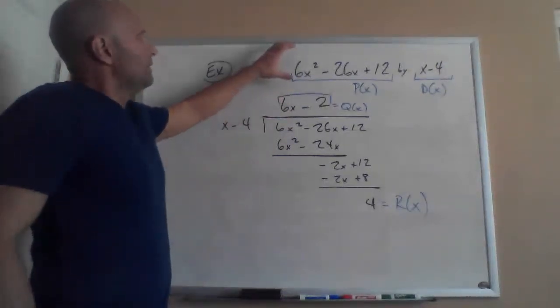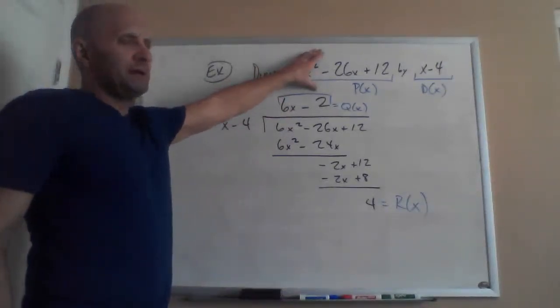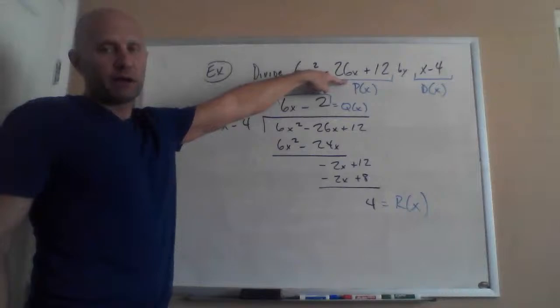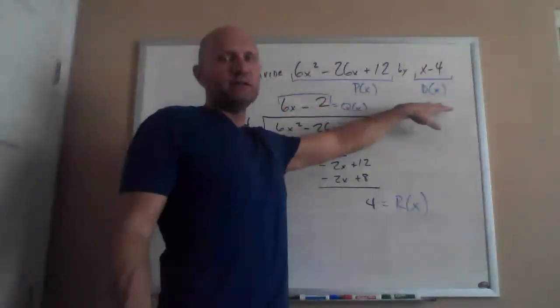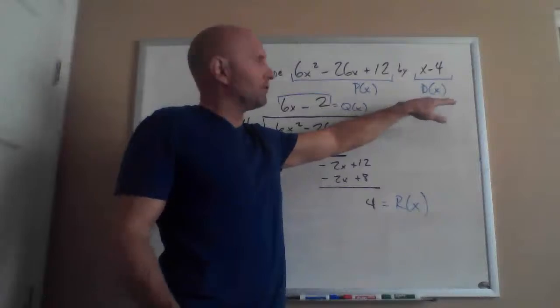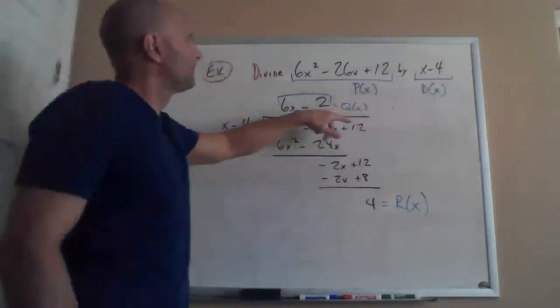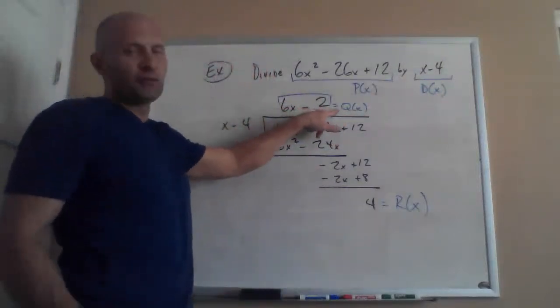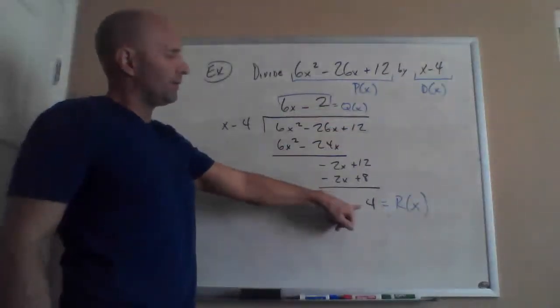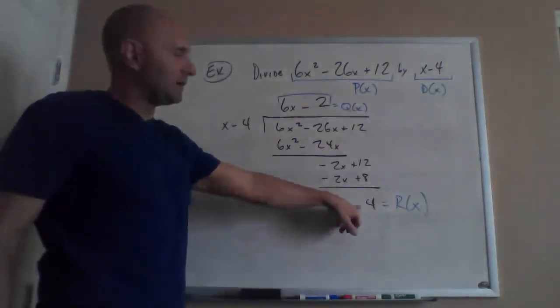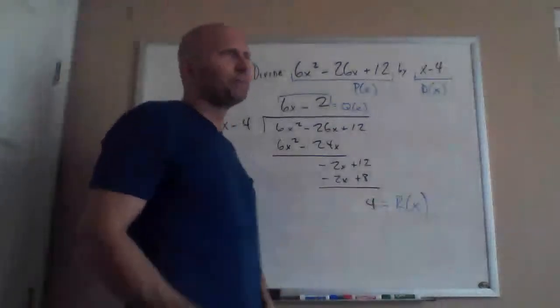So the part that's being divided, that's our P of X. What we're dividing by, that's D of X. D for divisor. That's what we're dividing by. What we end up with is our quotient, so that's Q of X. And then whatever we have left over, that's the remainder. So that's R of X.